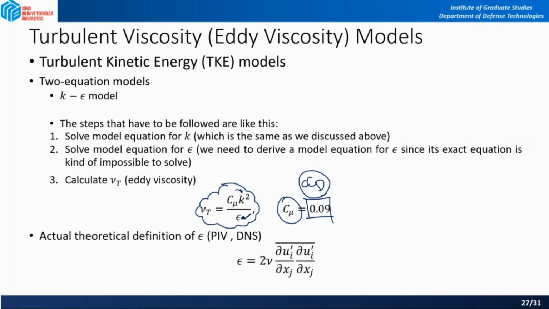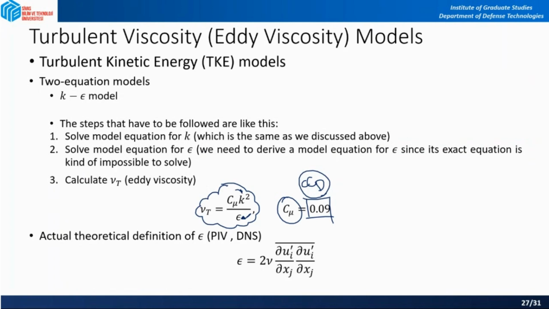There will be some other constants besides C mu, and we will see them shortly. These days, you are dealing with commercial codes, and these constants are already embedded in the codes as defaults. There are 5 constants in total, and C mu is one of them. If your results do not match the solution, you need to tune these constants, so that you hope to match the DNS or experimental results. So the missing piece here is actually the epsilon information.